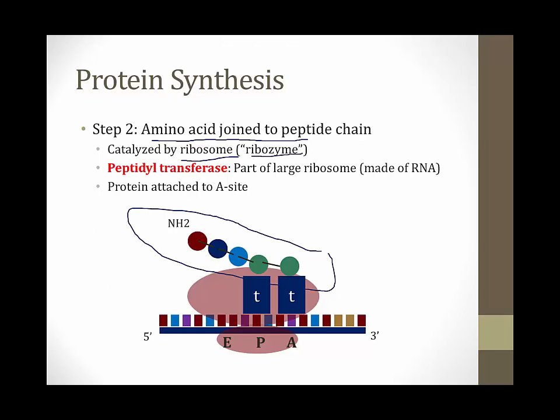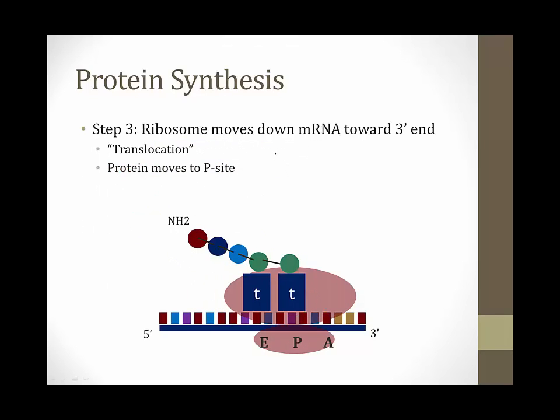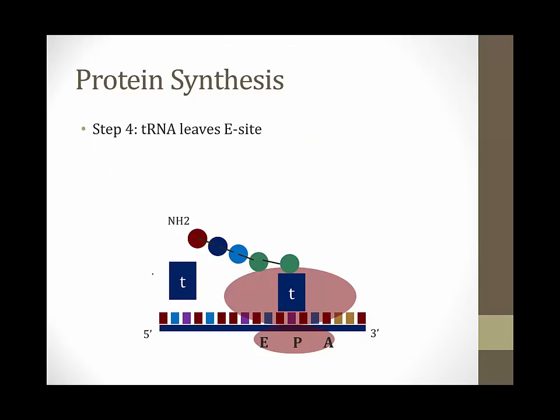The ribosome has enzymatic activity called peptidyltransferase. This activity is found in the large ribosome made up of RNA, not proteins, and this catalyzes the linkage of the amino acid in the A site to the protein chain in the P site. Step 3 is for the ribosome to move down the mRNA towards the 3' end. This is called translocation. When this occurs, the protein is now moved to the P site and the A site is empty, and a piece of tRNA is now sitting in the E site ready to exit. And then step 4 is for the tRNA molecule in the E site to exit, and now we're ready for another tRNA molecule to come into the A site and bring in another amino acid.